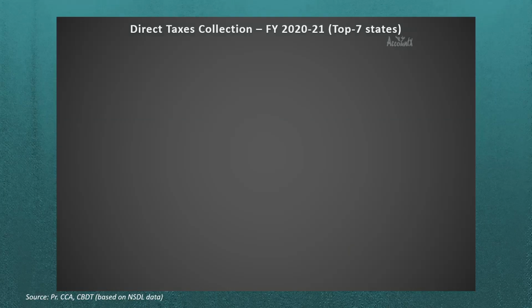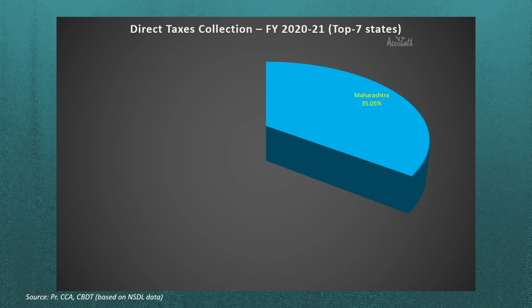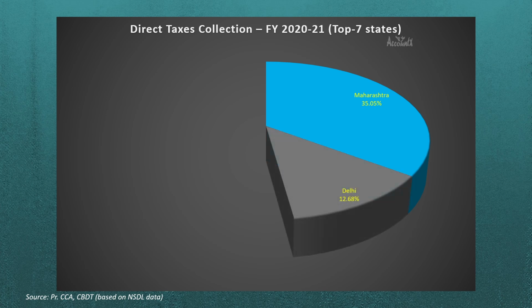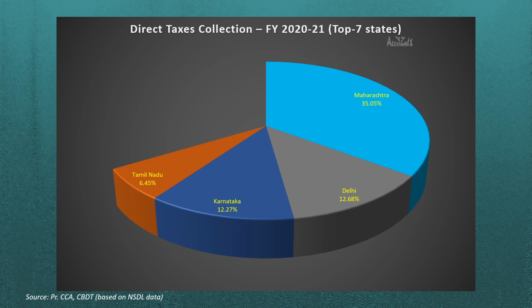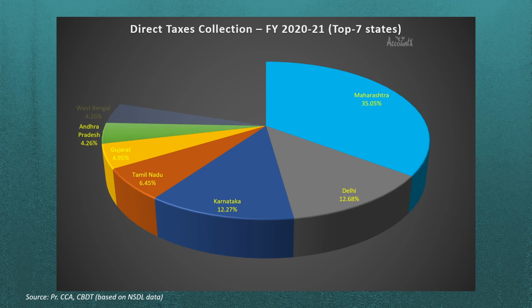Let us now see the states having highest tax collections. We are going to analyze this data for 2 financial years, starting with financial year 2020-21. First, we have Maharashtra, which has contributed to about 35% of the total direct tax collections. Second place, Delhi, 12.68%. Then we have Karnataka, 12.27%. Fourth place, Tamil Nadu, 6.45%. Fifth, Gujarat at 4.95%. Then we have Andhra Pradesh and West Bengal at 4.26%.